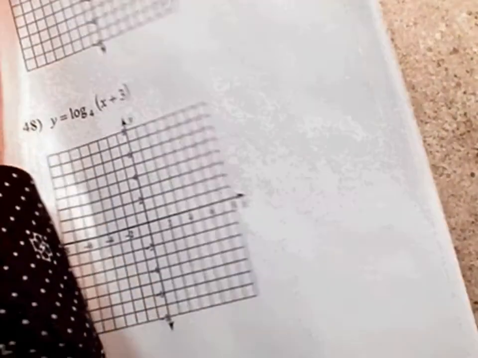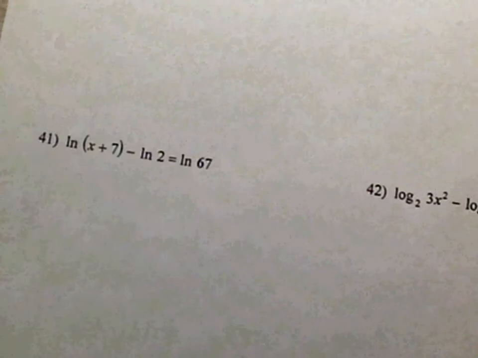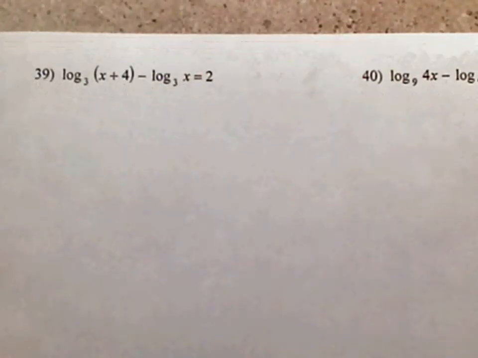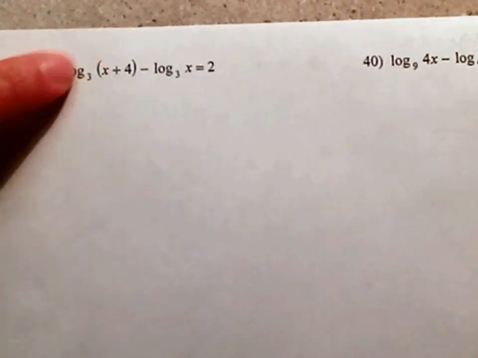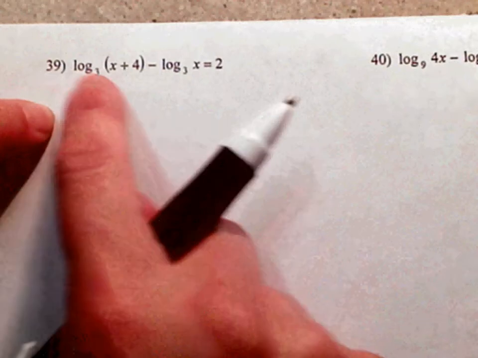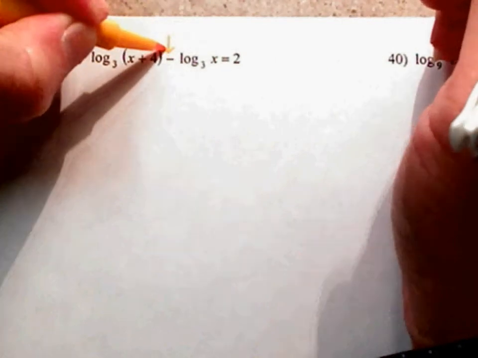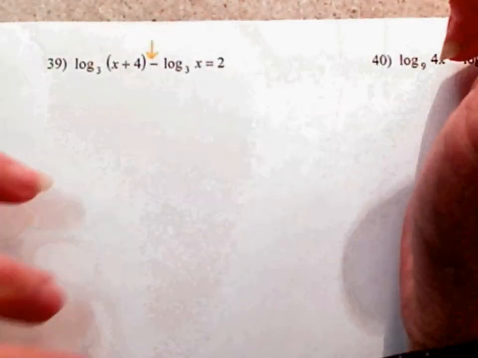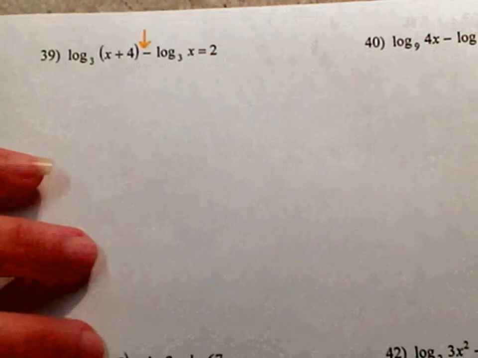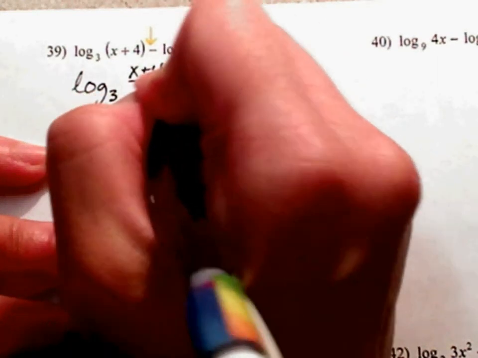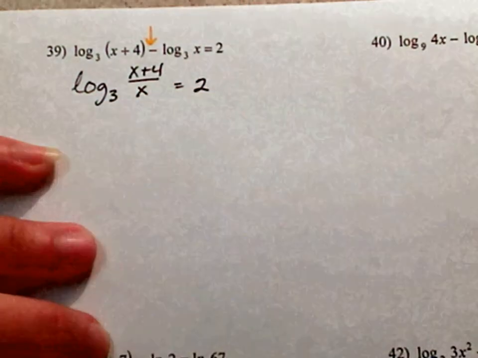Number 39. All right. Now we're going to use the laws of logarithmic properties to help us right here. I can't cancel logs out because that one does not have a log. However, you see this minus right here? What corresponds to a minus in logarithms? It is division, same base. So log base 3 of (x plus 4) divided by x is equal to 2. So I'm condensing it because I'm more familiar with that.